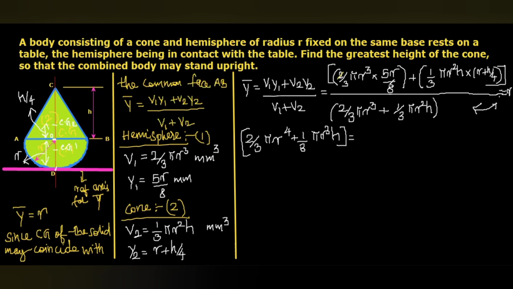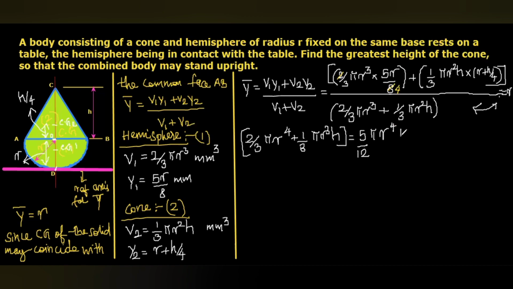Here 2 and this 8 we can simplify 4 times. So here you can see it will be 12 in the denominator. In the numerator, pi r cube multiplied with 5r. So 5 pi r power 4 by 12. So we can write this as 5 pi, here r cube r, so r power 4, the denominator 3 into 4, that is 12.